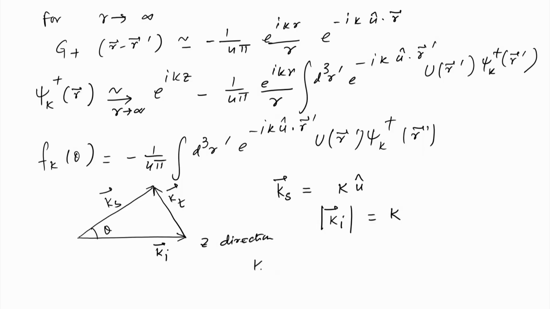So, k t here is the transferred wave vector, and that is equal to k s minus k i. Okay. So, that is the k that we are talking about here in this f k theta, that is the transferred wave vector.